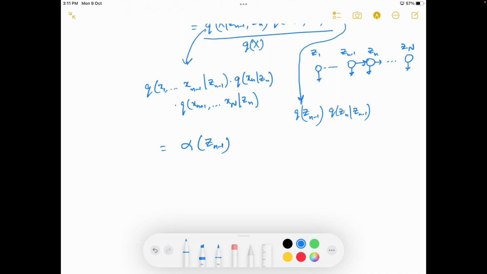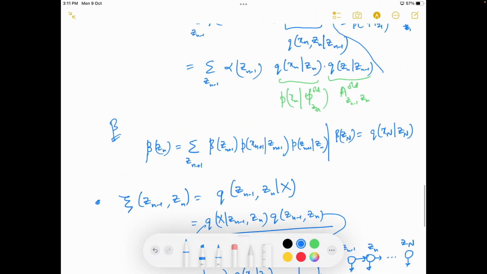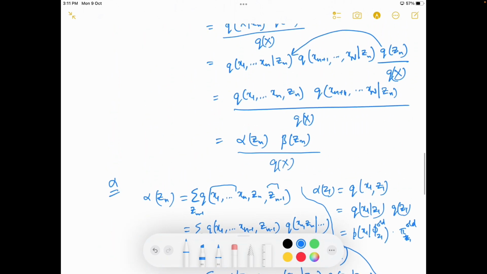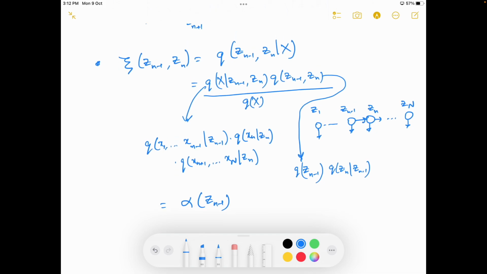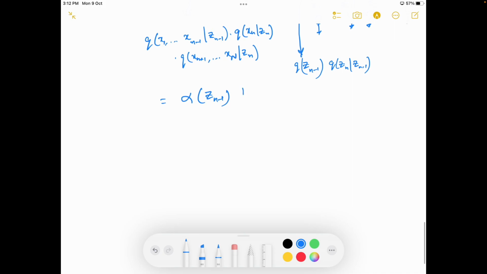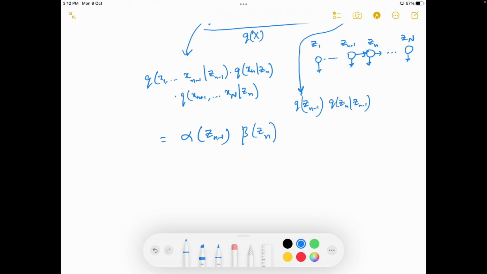And what about this? This can be written in terms of beta. So what was the beta? Beta was defined as starting from n plus 1 onwards given Zn. So xn plus 1 onwards given Zn. This term is exactly beta. So let's write this also. This is equal to beta of Zn. Okay, what is remaining now? Q xn given Zn is remaining, and Q of Zn given Zn minus 1 is remaining. So this is my zeta.